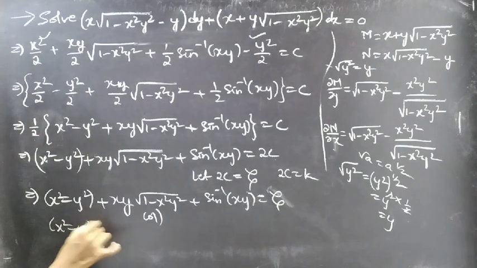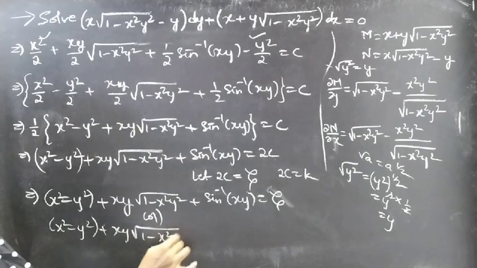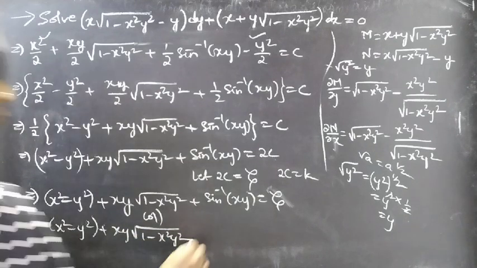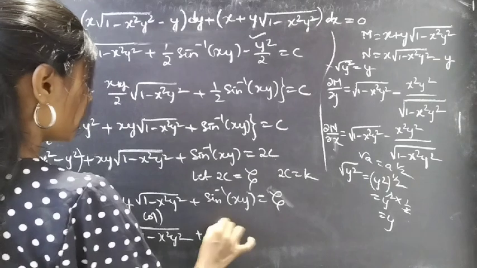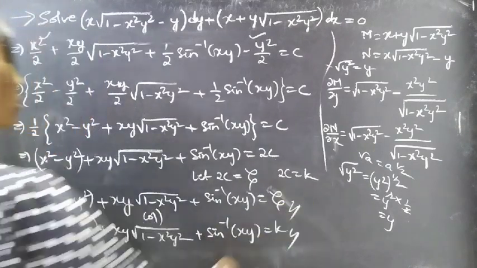x² − y² + xy into √(1 − x²y²) + sin⁻¹(xy) equal to k. This is the required solution.